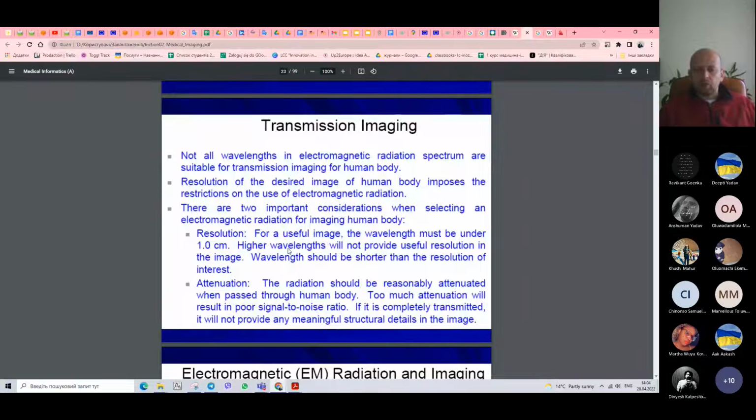The radiation should be reasonably attenuated when passed through the human body. Too much attenuation will result in a poor signal-to-noise ratio. If it is completely transmitted, it will not provide any meaningful structure detail in the image.